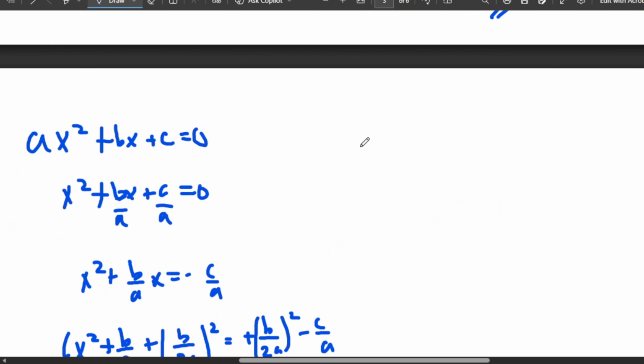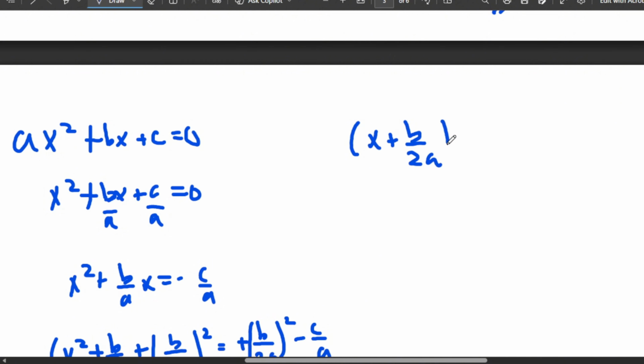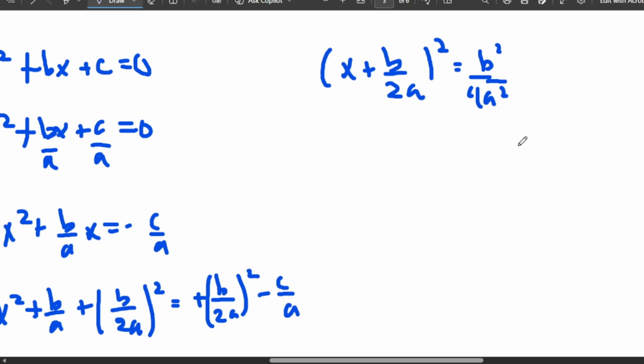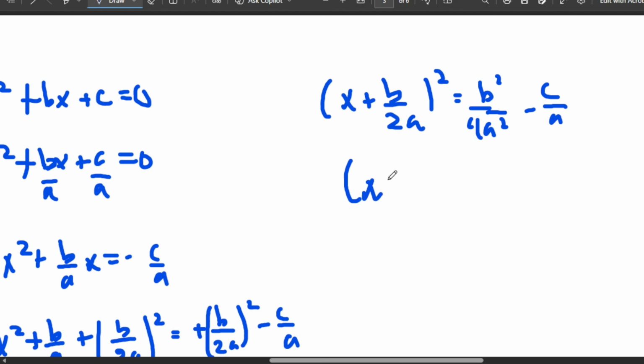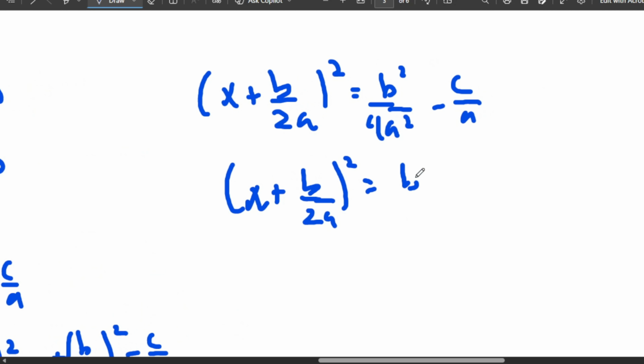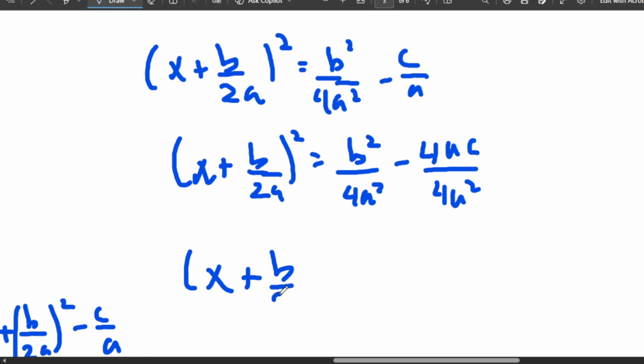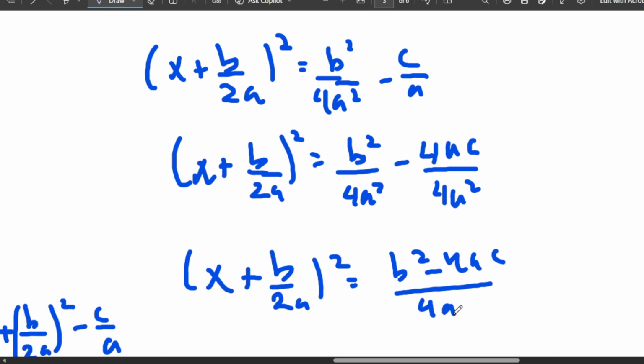And this is equivalent to (x plus b over 2a) squared, which is equivalent to b squared over 4a squared minus c over a. Finding the common term, we have 4ac over 4a squared, right? Then we'll have (x plus b over 2a) squared equals b squared minus 4ac over 4a squared.